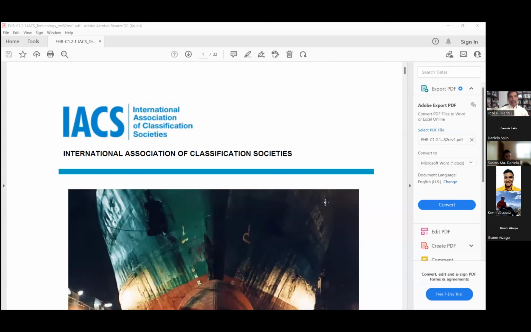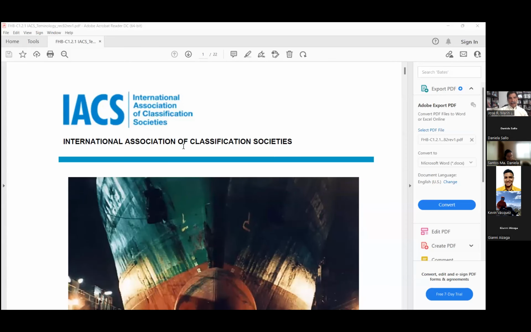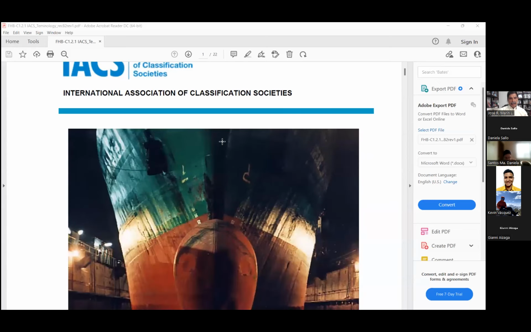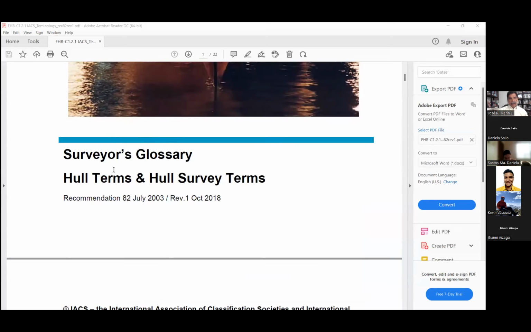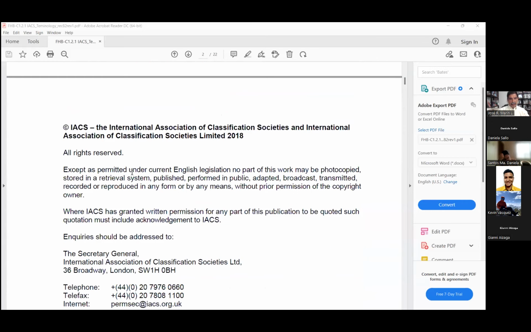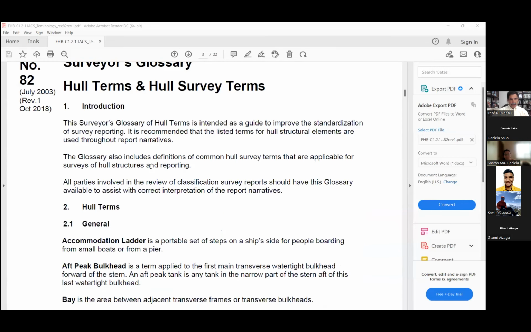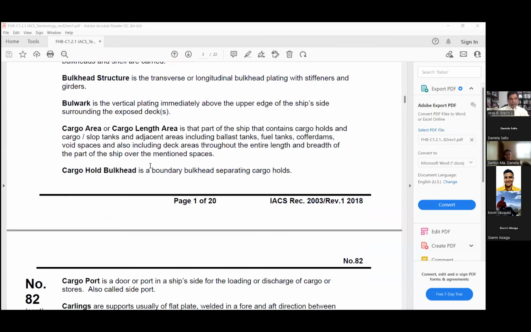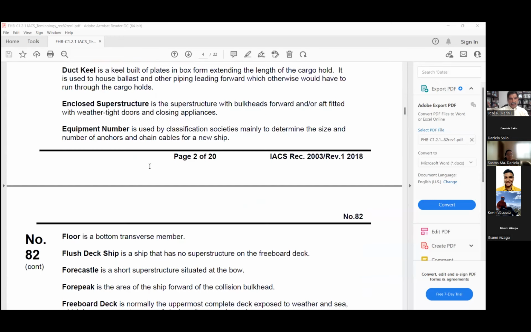Okay. See, this is this publication, right? And this just presents a glossary, a summary of terminology. And for example, I would like to show you, you can see here the basic terms. And of course, you don't need to learn them.